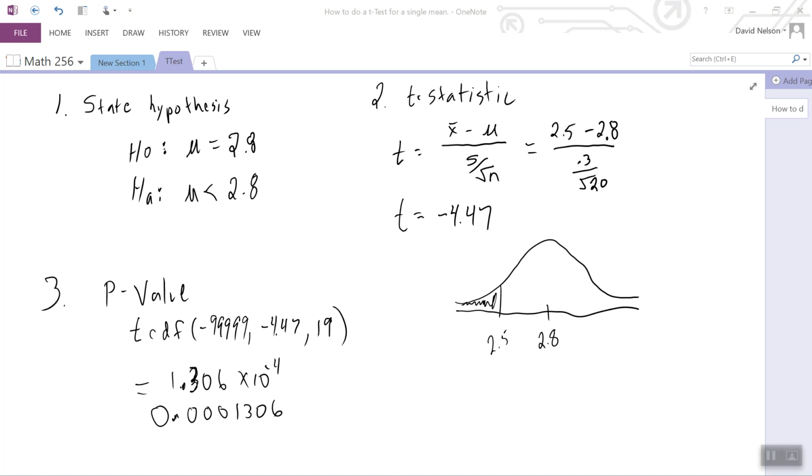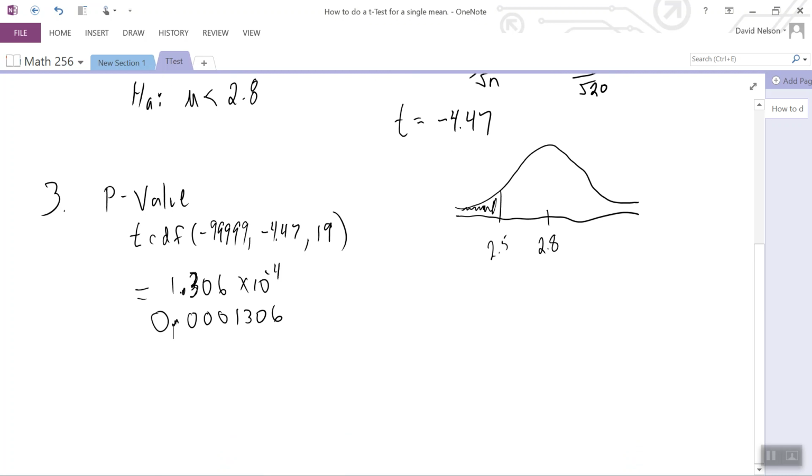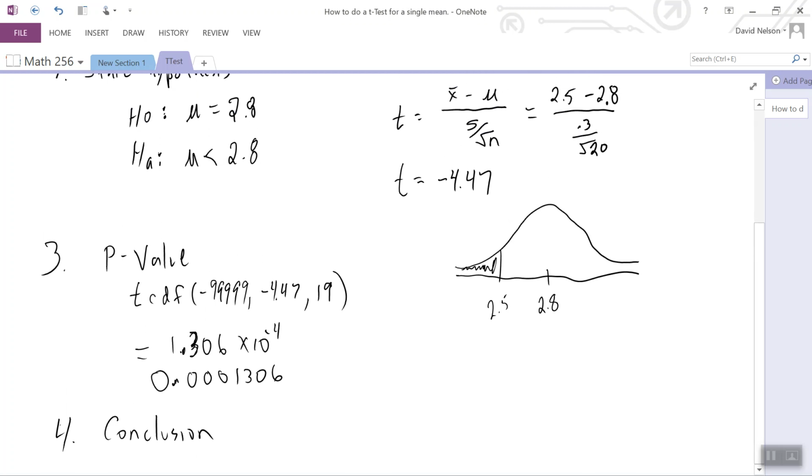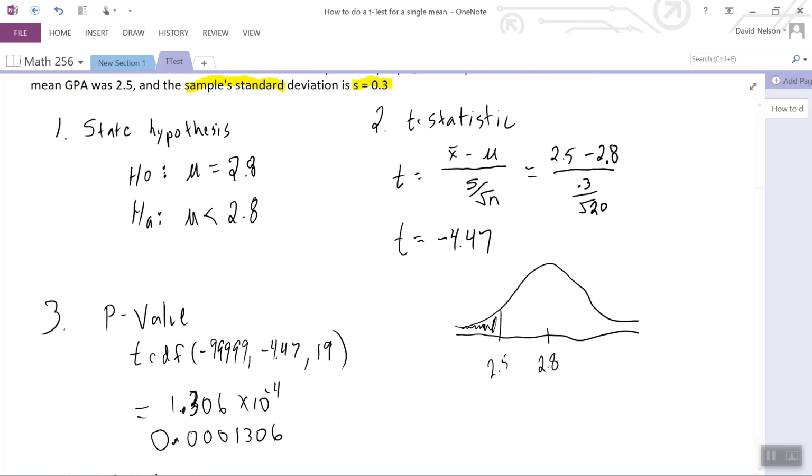All right, our fourth and final step of a hypothesis test is to write out our conclusion. And so what we want to do is look at our p-value. We've got a really small p-value. What that is saying is that I really should not get a sample. It'd be really, really rare. It's going to be about a 1 in 1,000 chance.